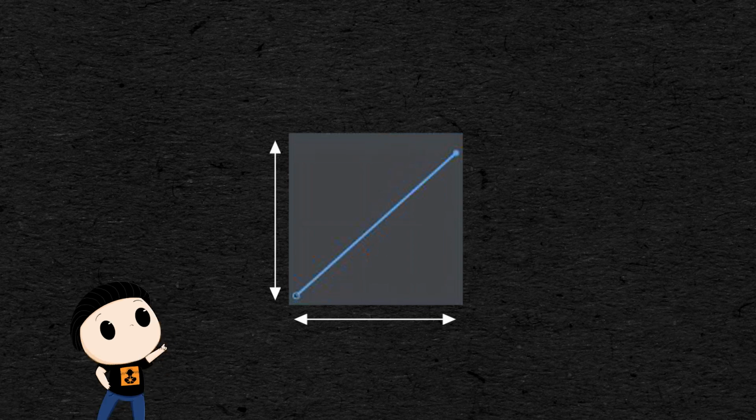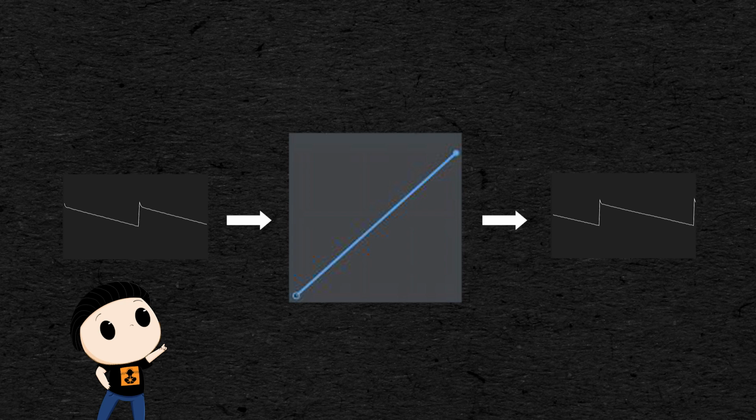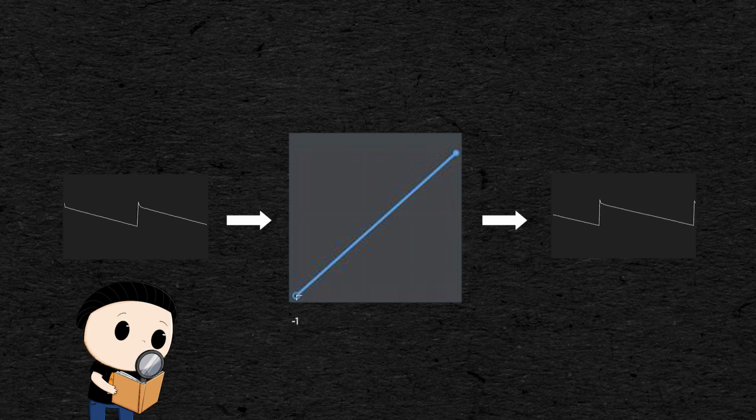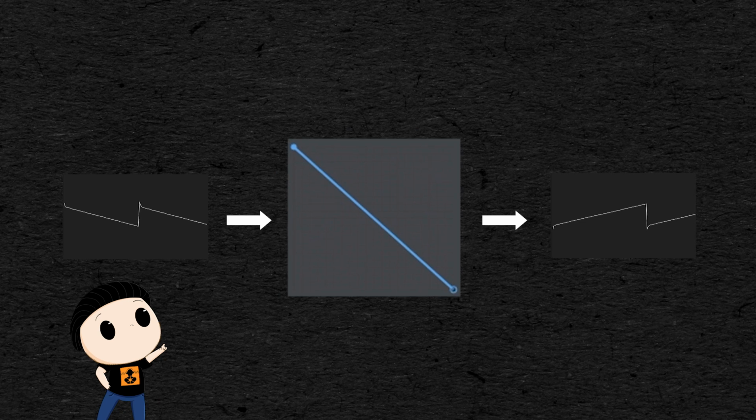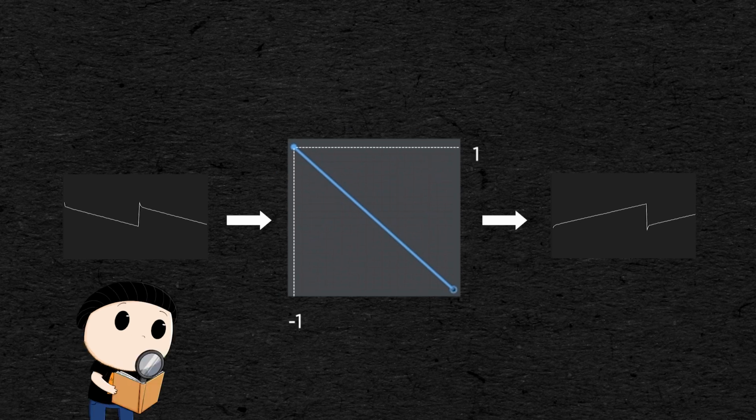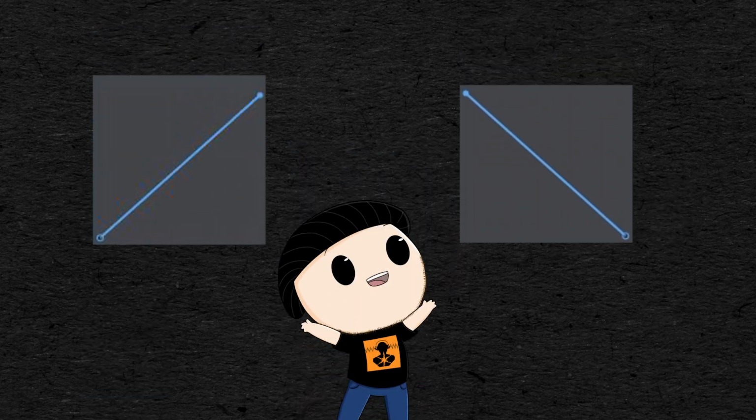For example, a graph that ramps up from -1 to 1 will leave the waveform unchanged. An input of -1 will output a value of -1, an input of 0 will output 0, and an input of 1 will output a value of 1. A graph that ramps down from 1 to -1 will invert the phase of the waveform, as an input of -1 will output a value of 1, an input of 0 will output 0, and an input of 1 will output a value of -1. The graph being a straight line, it won't change the shape of the waveform though. These are very simple examples, but with a waveshaper you can do many things.